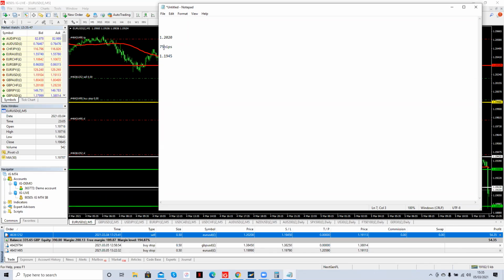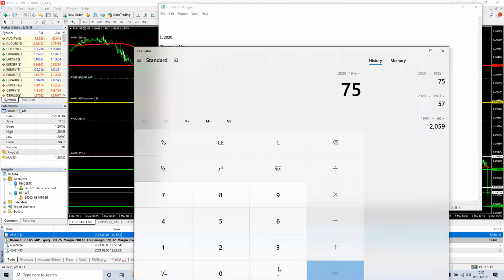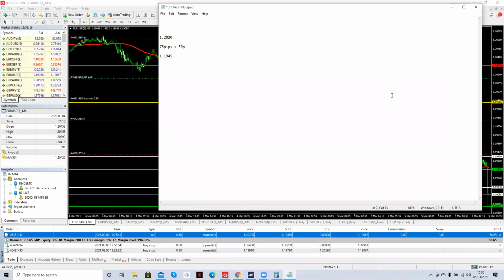Yeah, that's just 75 pips times 50, because I'm doing 50p per pip. So that would be 75 times 50p. Well, you have to now divide by 100, I think. I'm not a good mathematician, but so that's 37 pounds 50. Okay, so regardless of what goes on, you know that you've got 37 pounds 50 banked.